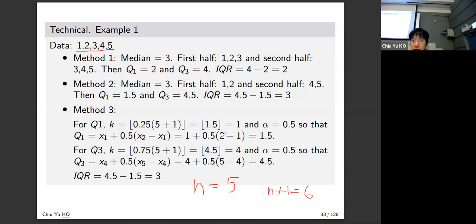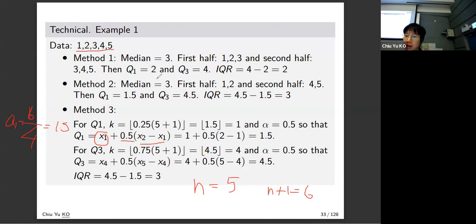And we want to know Q1, which is 1/4 of n plus 1. So 1/4 of 6 is what? It's 1.5. So basically 1.5 means look at the first observation, and halfway between 1 and 2 is 1.5. So that's called the interpolation.